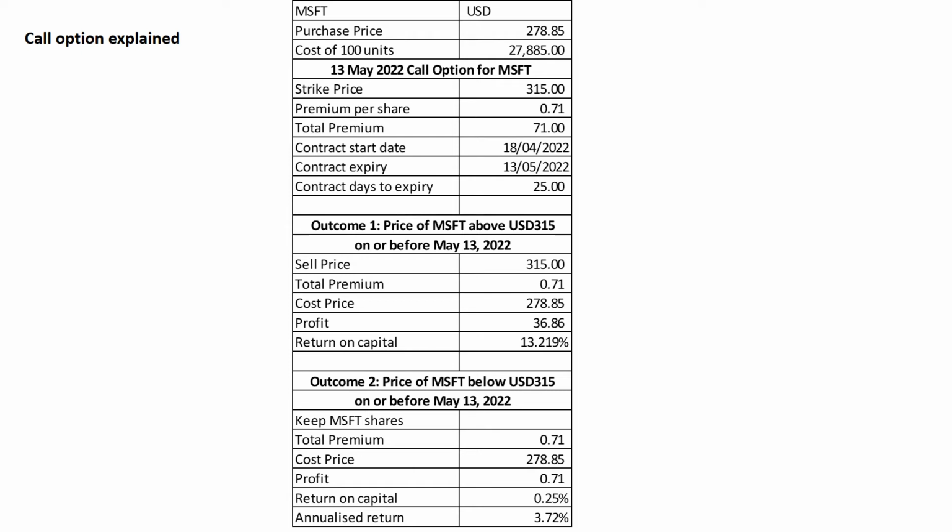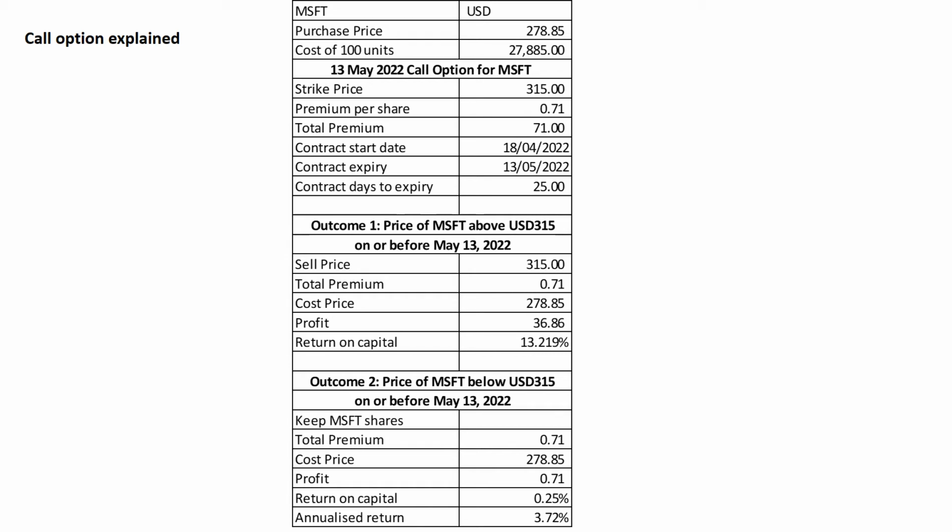It means that it makes no sense for the buyer of your call option contract to exercise their right to buy Microsoft at $315 because they can get it at a lower price in the open market, which means that on the 13th of May, your option contract will expire worthless, which means you get to pocket your Microsoft shares still, and you also get to keep the 71 cents per share.